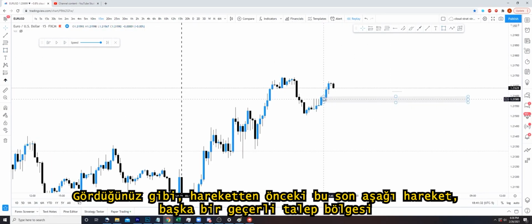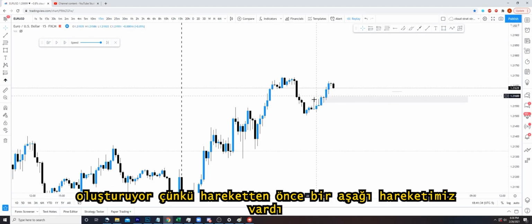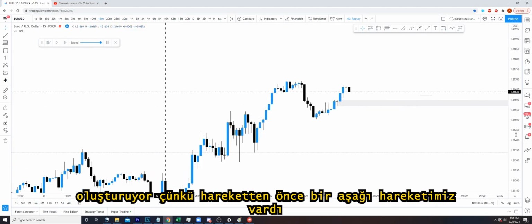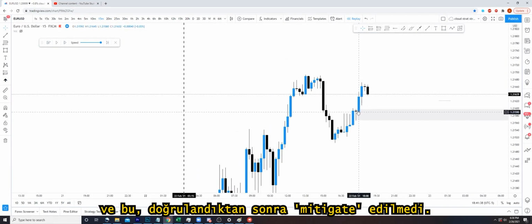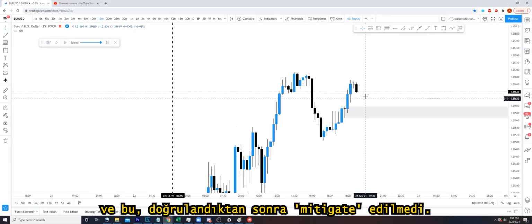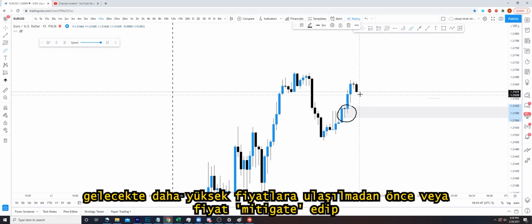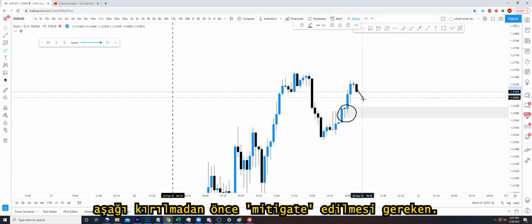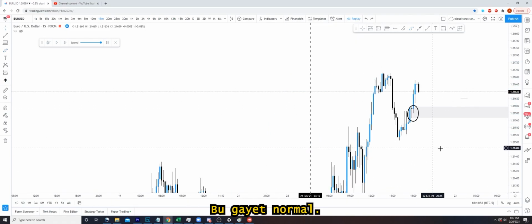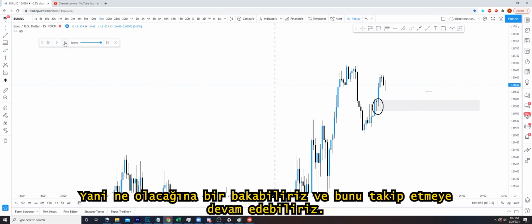This final down move before the up move constitutes another valid demand zone, because we had a down move before the up move that has not been mitigated after the validation. So there can be orders that are trapped here on behalf of smart money or the composite man that still need to be mitigated in the future before either higher prices are met or price can mitigate and then break down. That's perfectly fine. So we can take a look at what happens and keep following this.